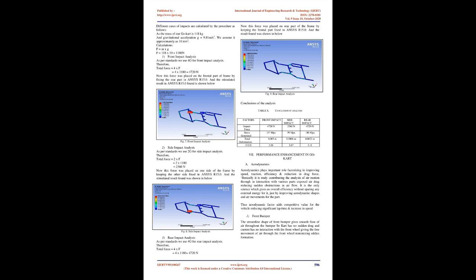Calculations. F equals m x g. F equals 118 x 10 equals 1180 N. 1. Front impact analysis. As per standards we use 4G for front impact analysis. Therefore, total force equals 4 x F, equals 4 x 1180, equals 4720 N. Now this force was placed on the frontal part of the frame by fixing the rear part in Ansys R15.0, and the simulated result found in Ansys R15.0 is shown below.